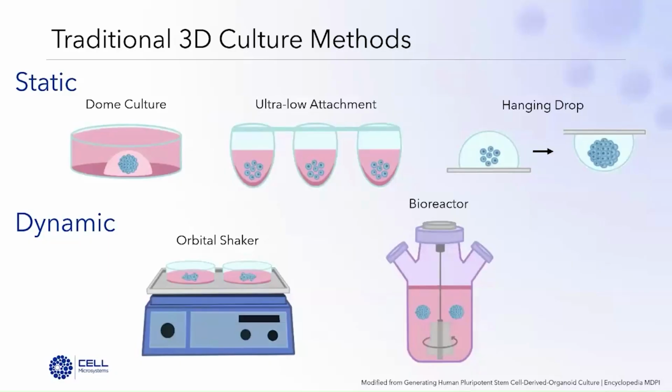Hanging drop involves suspending cells in a small droplet of media, and those cells then aggregate by gravity. And then, of course, for our dynamic systems, probably the most commonly used being orbital shakers, where flasks or plates are placed on a planar shaker, and the fluid motion of gentle swirling keeps those 3D structures in suspension as they're being cultured. And then finally, our bioreactor class, which are typically impeller or stir-driven culture systems. Generally, these are used for more large-scale production or larger organoid systems.